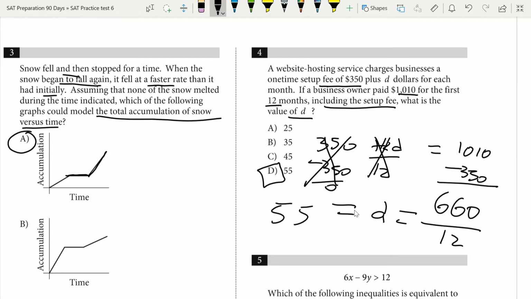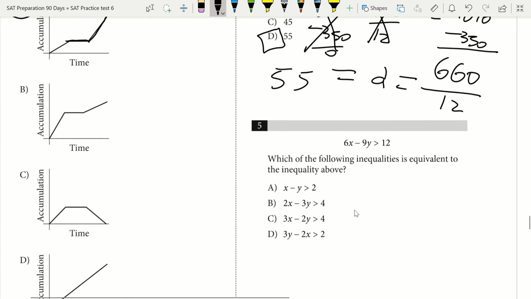All right, question 5. So we've got an inequality here. We're asked which of the following is equivalent to the inequality above. First thing I see right off the bat is that 3 is a factor in all of these, so I'm just going to try to divide everything by 3. So 12 over 3 is going to give me 4, and then negative 9y over 3 will give me negative 3y. 6x over 3 will give me 2x. So I'm looking for 2x minus 3y. I see I have that right here. That's greater than 4. So B will be my answer for number 5.